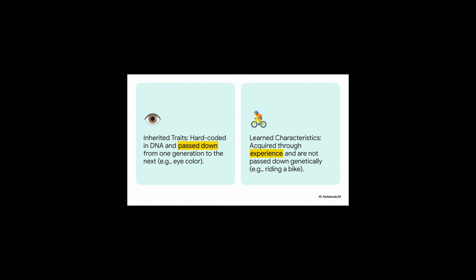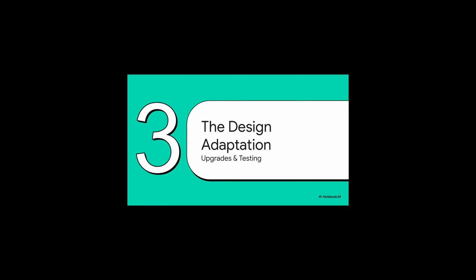Inherited traits, like your hair color, are hard-coded right into the DNA from the start. But learned characteristics, like speaking a language or riding a bike, those are like software updates you get from experience. One gets passed down through generations, the other doesn't. Okay, on to our next section.